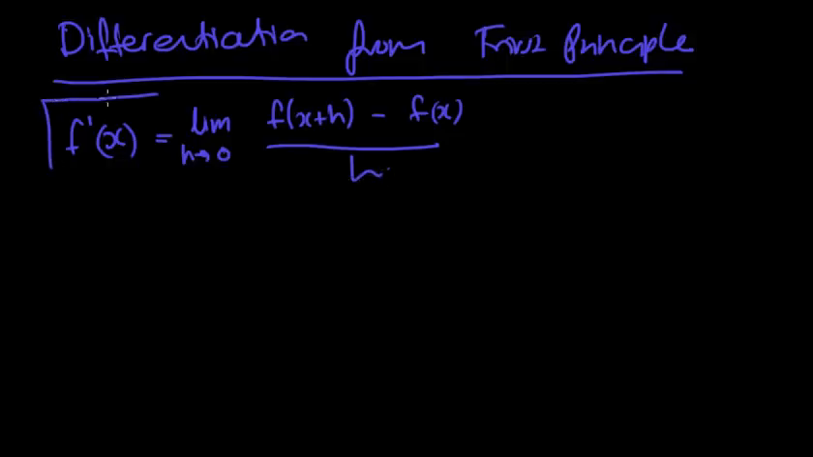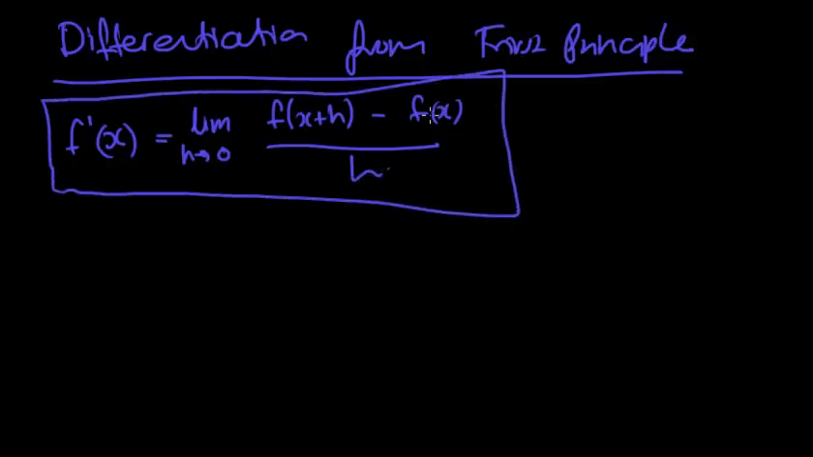So that's what we have to remember. And again, that comes from our rise over our run, because it's the gradient. That's the whole idea of this, trying to find the gradient from first principle. So let's have a look at a bit of a question here.